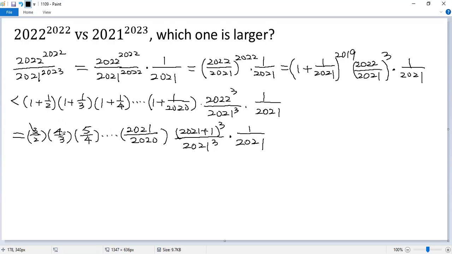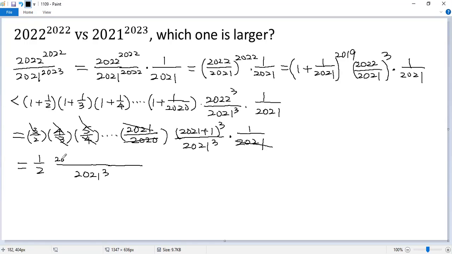So you see, we can cancel 3, we can cancel 4, 5, right? Until we cancel 2020. But we can also cancel 2021 on top and on bottom. So we only have 1 over 2 for this part. And for the second part, the bottom is still 2021 cubed. But for the top, we can apply the cube formula.